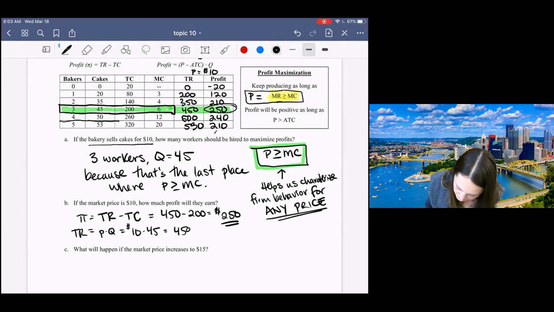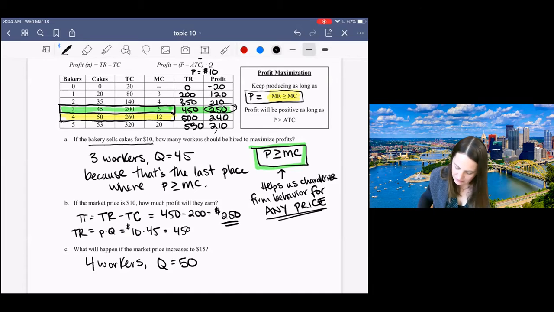And so I'm going to stop producing now after the fourth worker. So I've got, let's use a different color here, my answer for part C: if the price increases to $15, the firm will hire 4 workers and produce 50 cakes.